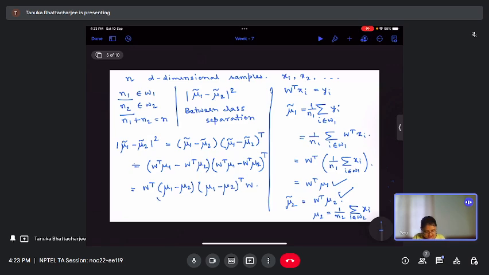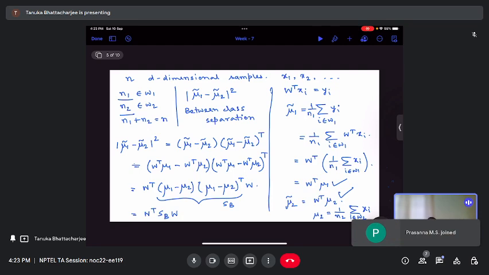Now, we call this term, mu 1 minus mu 2 into mu 1 minus mu 2 transpose, the between class scatter matrix. This is denoted by SB, between class scatter. So our expression becomes W transpose SB W. We try to maximize W transpose SB W. This is the measure of the between class scatter.